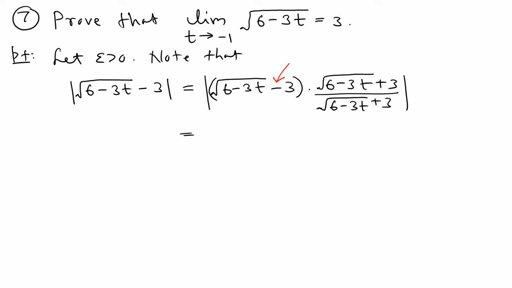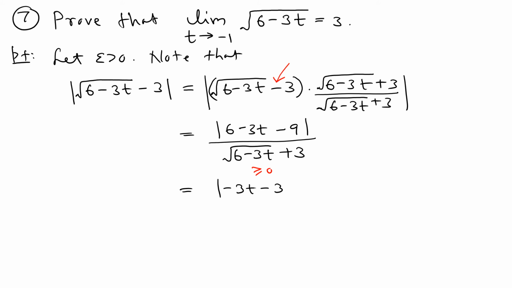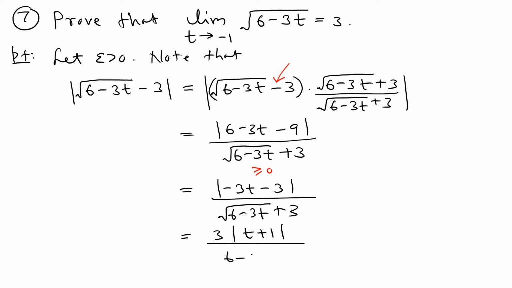Now we're going to combine the top, because of the difference of squares formula. The top is now |6 minus 3t minus 9|, and we put absolute sign here, and the bottom is square root of 6 minus 3t plus 3. We don't need the absolute sign, the reason is this term is greater than or equal to 0. Now the top simplifies to negative 3t minus 3, and the bottom is square root of 6 minus 3t plus 3. You can pull 3 out, and also cancel the negative sign. You can write this as 3|t plus 1| over square root of 6 minus 3t plus 3.